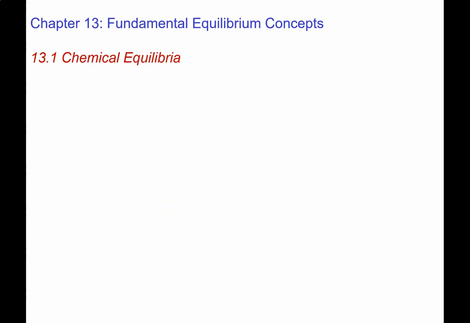In chapter 13, we start discussing chemical equilibria, which is going to be the topic that consumes most of our time for the rest of the quarter. So in this first section, we just establish a definition of what chemical equilibria is and work through looking at a few of the basic properties of systems at chemical equilibrium.